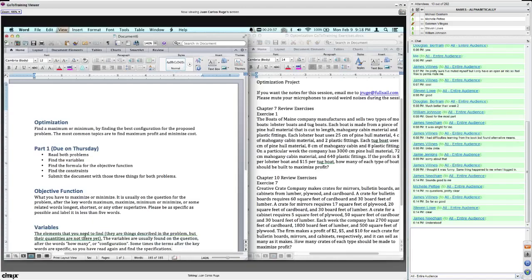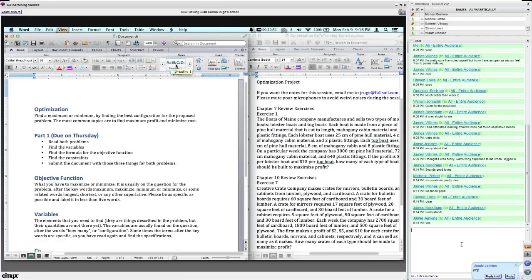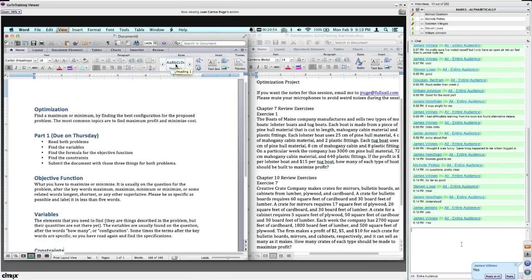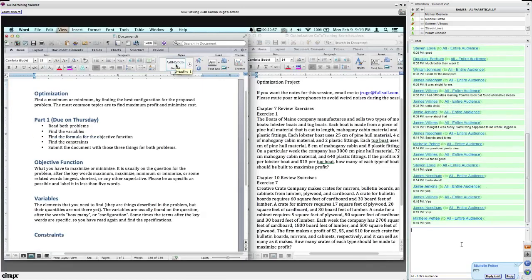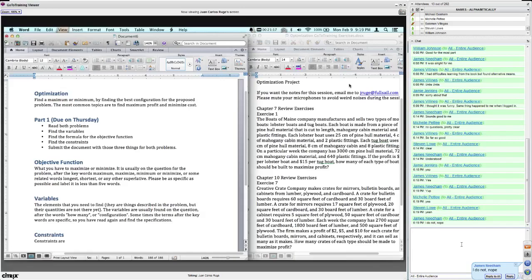Okay, let me change something here. Okay guys, before giving you examples, because I'm going to give you examples later, is this kind of clear so far? Do you have a question before I finish explaining and get to the examples? Okay, that looks good.